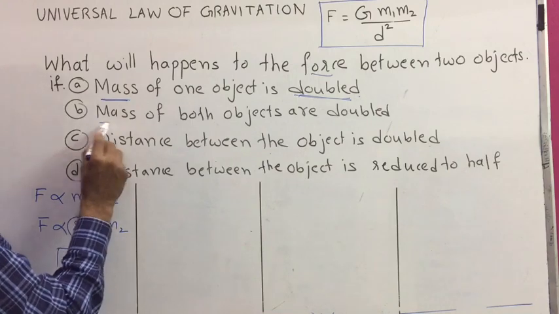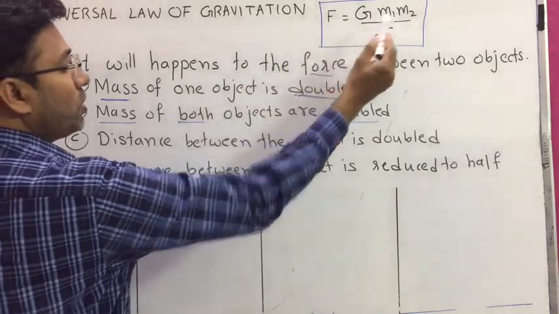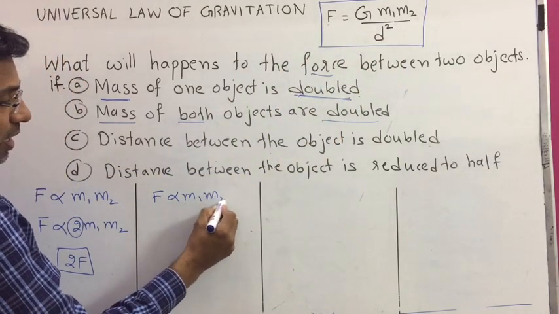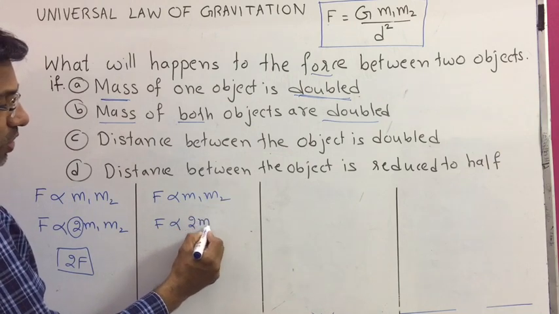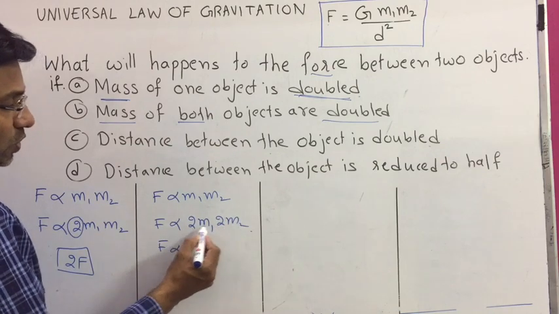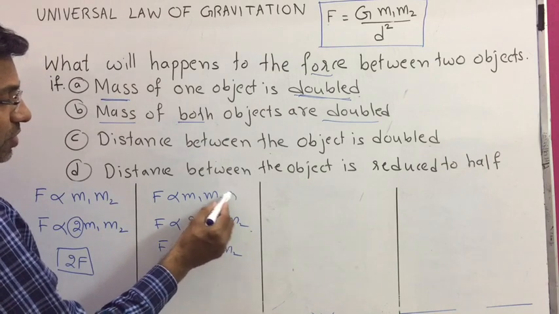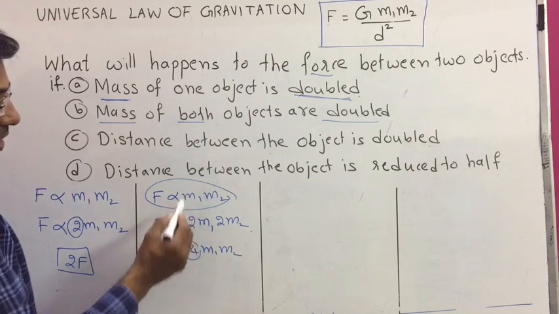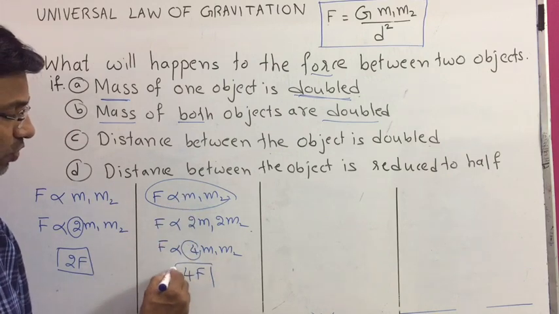Now second case, mass of both the objects is doubled. Again, he is asking the relation between force and masses. F proportional to m1 m2. Both the masses are doubled. That means m1 becomes 2m1, m2 becomes 2m2. So F proportional to 2 into 2, 4 m1 m2. Compare with the first equation. Here you can see 4 is more in comparison to the first equation. That means the force is increased by 4 times.